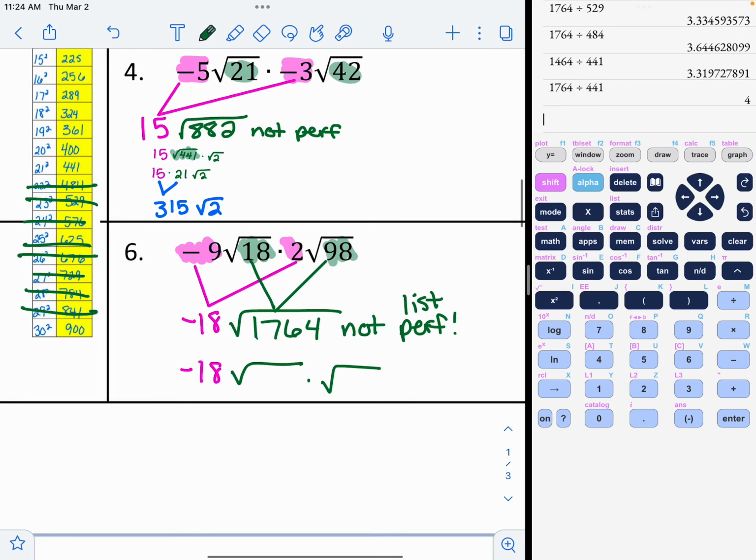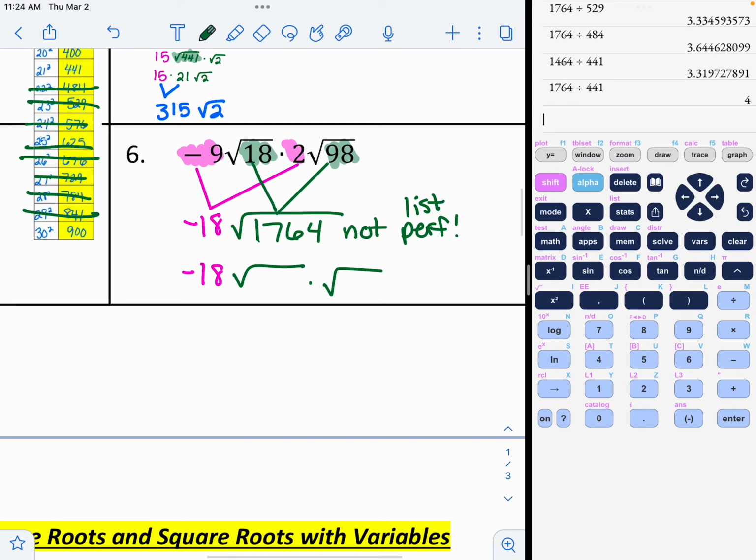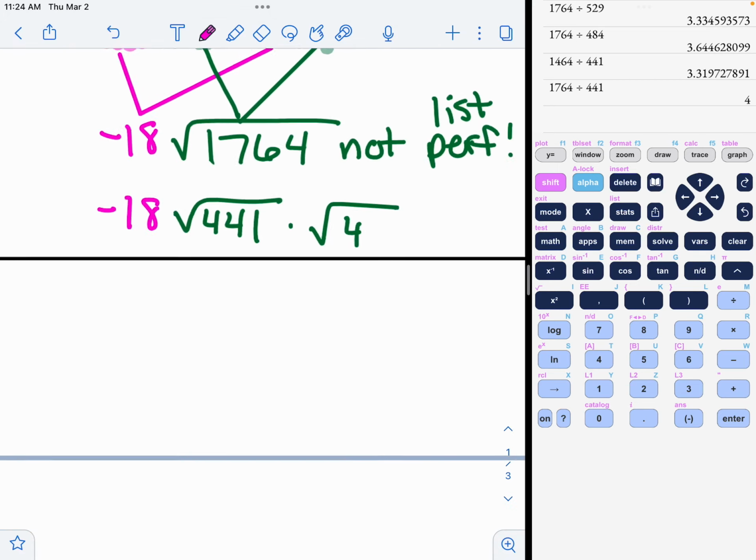Yay! Thank gosh I tried it. I saw that. All right, so when I divided by my perfect square of 441, I ended up getting a 4. So you're telling me this is perfect? Oh, that's so annoying. Bah humbug. Oh well, I'll show you what to do.